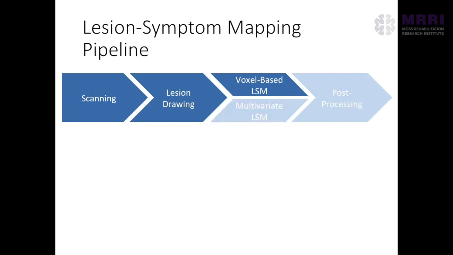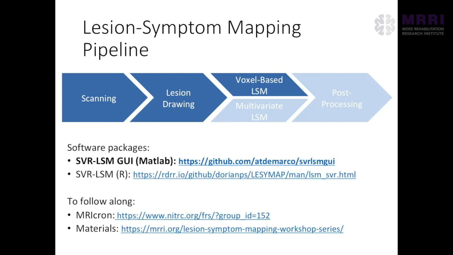Now what we're going to be switching to is multivariate lesion symptom mapping. When we start talking about that in our first talk, we will explain the reasoning behind switching. For those of you who are interested, there are a couple of software packages available. We're going to be primarily talking about the first one, which is the Matlab package, but there is a similar package also available in R. And again, just a brief reminder, we will be primarily using MRIcron to show a lot of our lesion maps, and all of the materials for today's workshop are available on our website.